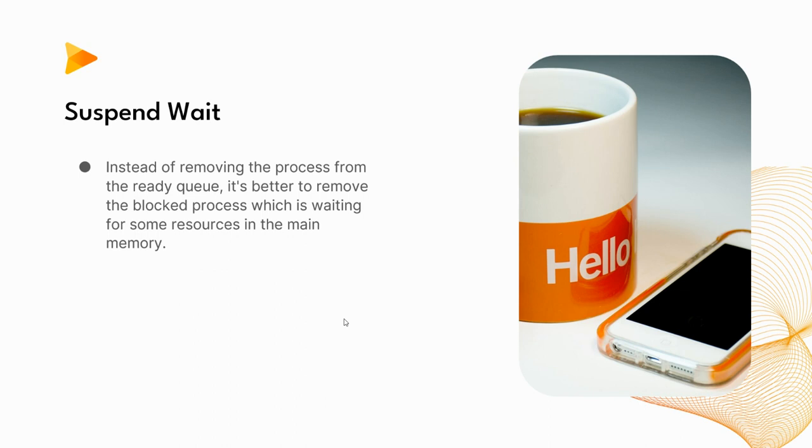Now I have told you that a process is created and goes through these different states. How to establish communication between these processes, we will see in the next tutorial with the introduction of the concept of inter-process communication.